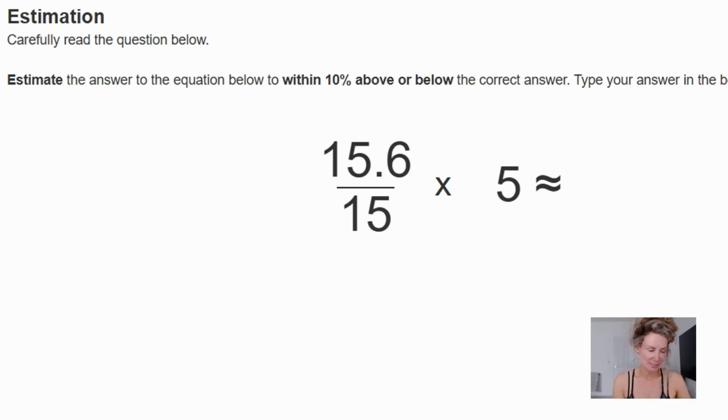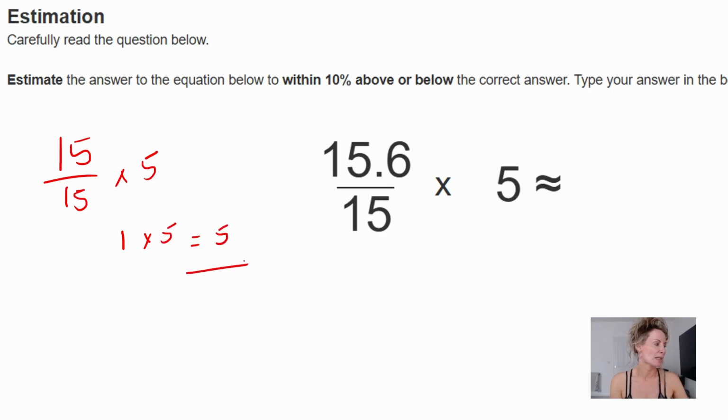So 15.6, a logical thing to estimate that to would be 15. And it's divided by 15. Then it's multiplied by 5. 15 divided by 15, how many times does 15 go into itself? One time. Times by 5. So the answer would be 5.